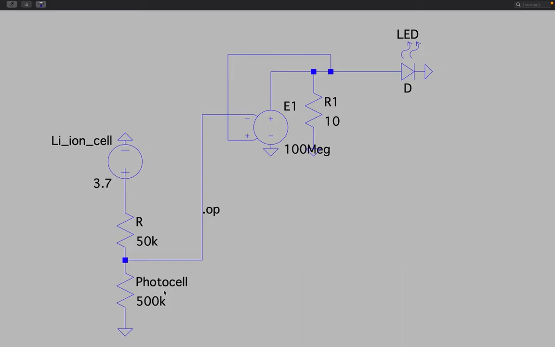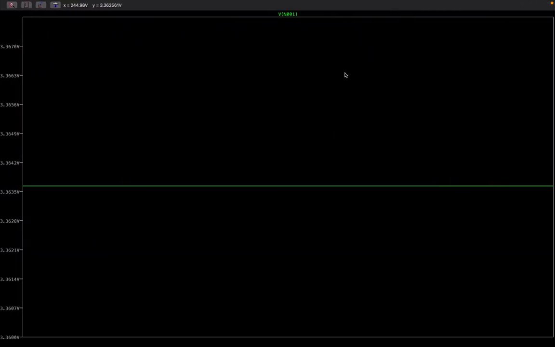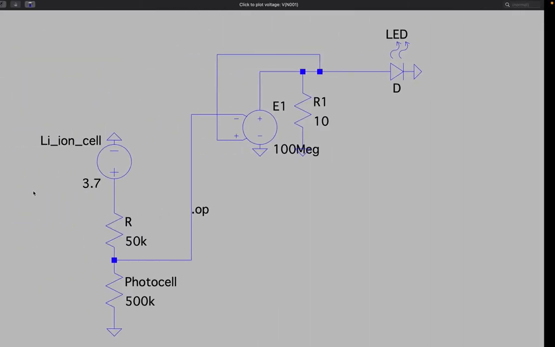If the resistance is high, just like in this case, which is during the night time, the potential across the photocell would be high, thus creating a higher potential at this point, which is going to be enough for the LED to glow. This here is an op amp which is used as a buffer. So we can check at this point. It is around 3.3, which is enough for the LED to glow.